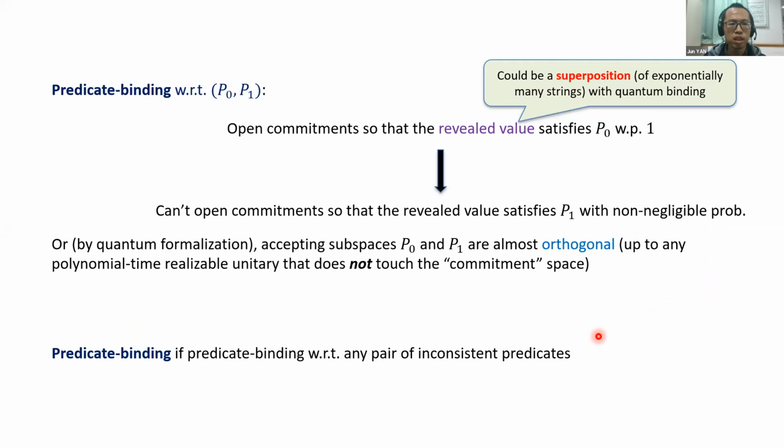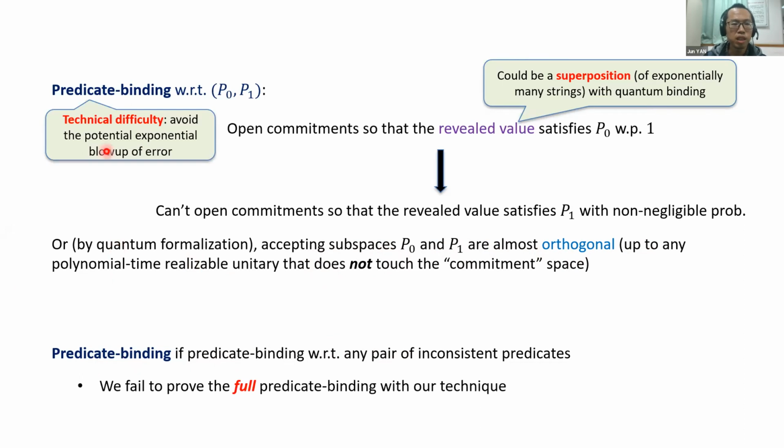With pattern predicates, we can define predicate binding with respect to P0 and P1. Namely, if a sender can open commitments so that the revealed value satisfies P0 with probability 1, then it cannot open the same commitments so that the revealed value satisfies P1 with non-negligible probability. Here, we highlight that the revealed value could be a superposition of exponentially many strings with general quantum binding. Or, put in quantum formalization, we need to show that accepting subspaces P0 and P1 that are induced by predicates P0 and P1 are almost orthogonal up to any polynomial-time realizable unitary that does not touch the commitment space. And we say predicate binding if it holds with respect to any pair of inconsistent predicates.